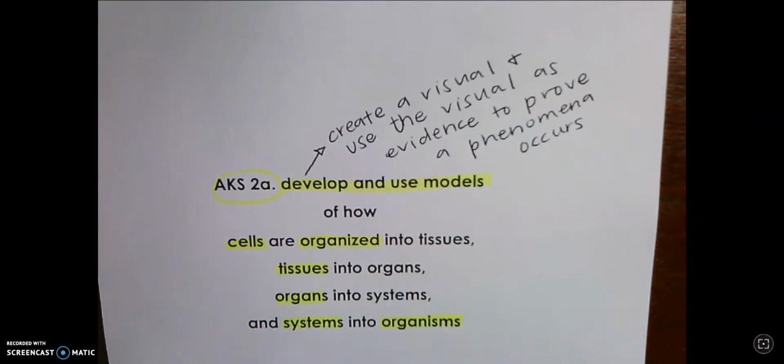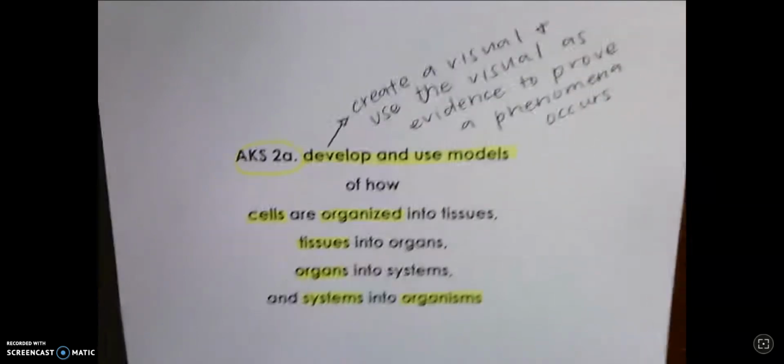That could be a drawing, that could be a 3D depiction, that could be a piece of art or a photograph. That visual is going to represent the phenomena of cells being organized into tissues and tissues into organs, organs into systems, and systems making up the whole organism. We would then use that visual we created to prove that this occurs within an organism, whether it's a plant or an animal. So let's talk about the key terms.